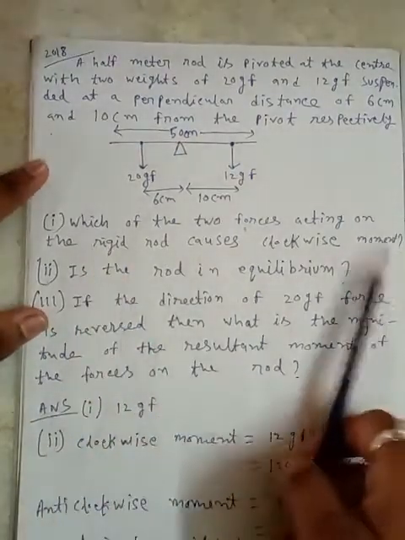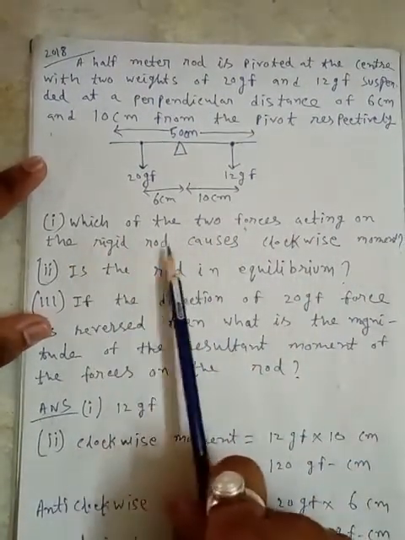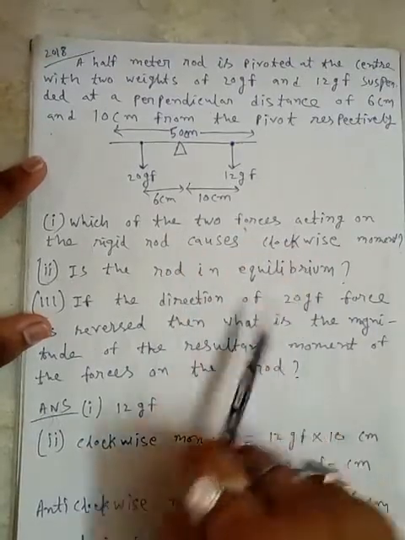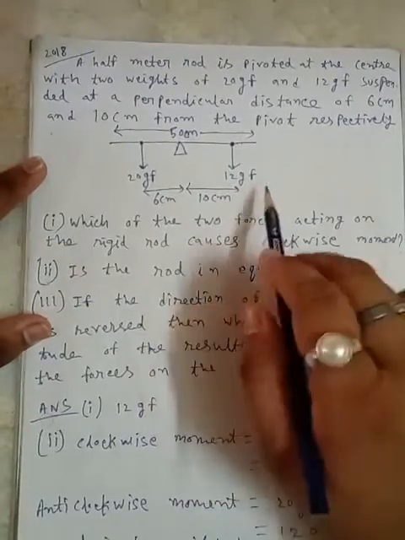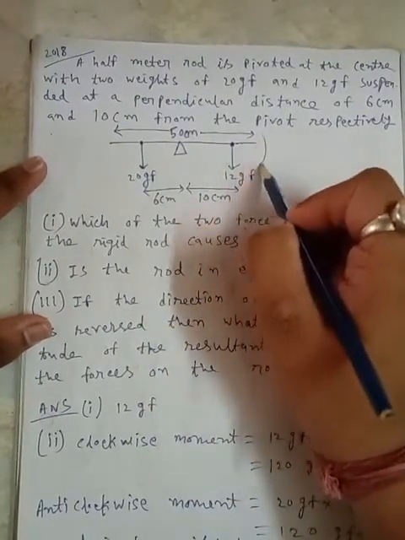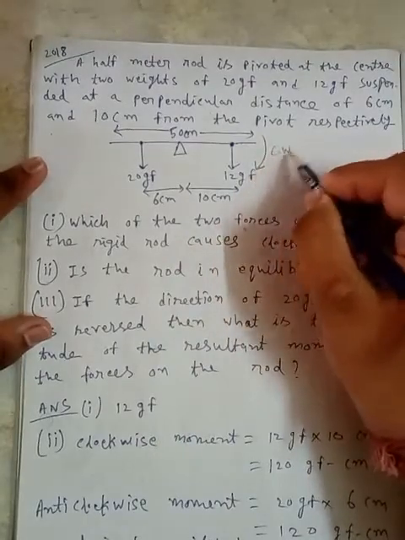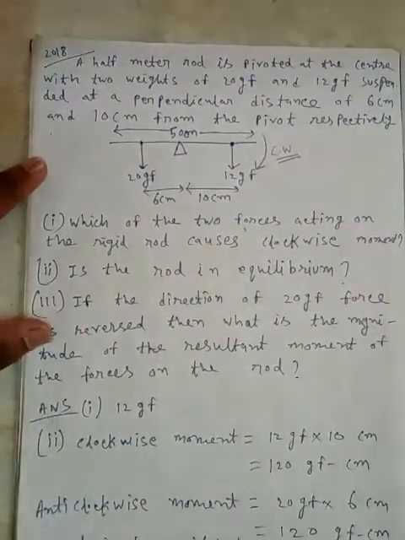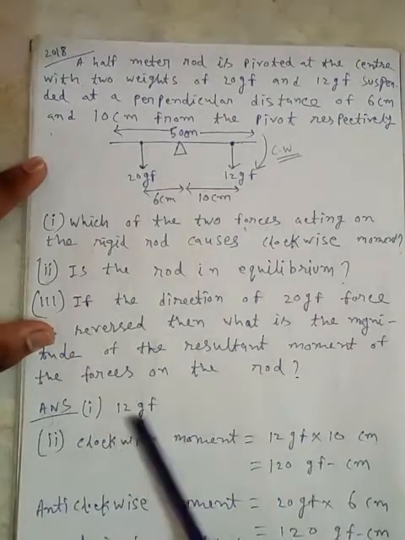So the question asked, which of the two forces acting on the rigid rod causes clockwise movement? Suppose you see here 20 GF wants to rotate the rod like this, so this is anti-clockwise movement. So the answer will be 12 GF. Answer will be 12 GF.